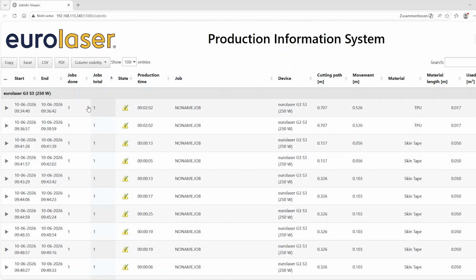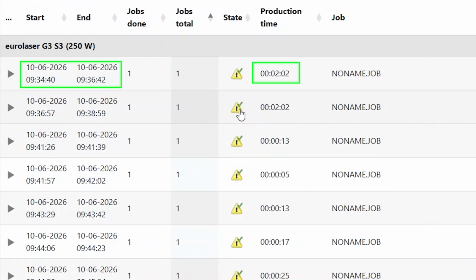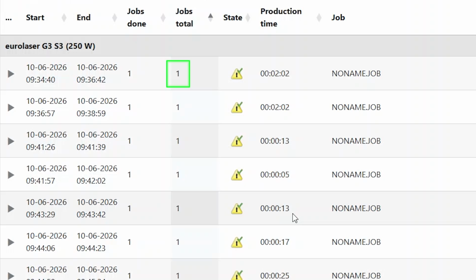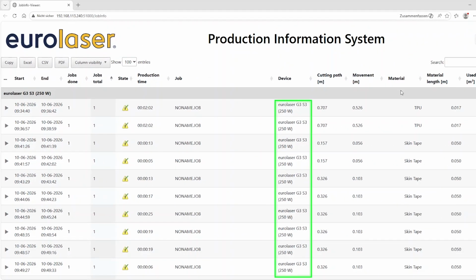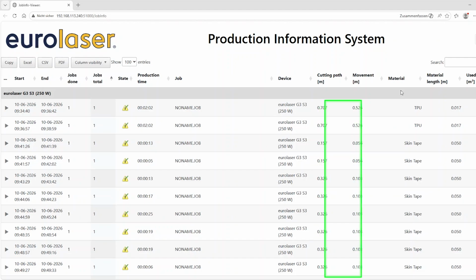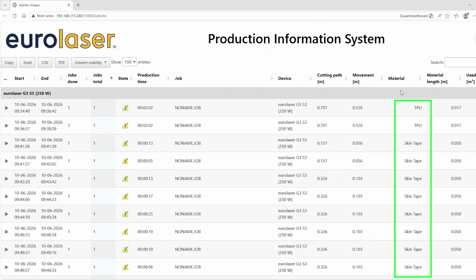Most of the time, the most important ones would be, of course, the production time. So when did the job start? When did it end? How many jobs did you send out total to the system? How many of them were done? And then, of course, which state the job has been left. So if it got cancelled, if it was finished, if the parameters got changed or anything. That's the most basic information about the job.